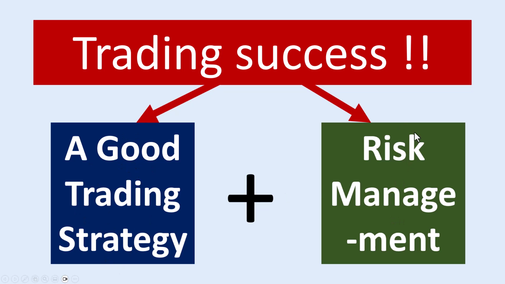It is this side of the equation that is killing traders. They are using accounts that are too small. They are using lot sizing that is too big. They're not increasing their lot sizing. They're not doing any of those things that I've shown you in this video. And that is why accounts get blown. Not because they lack a good trading strategy.